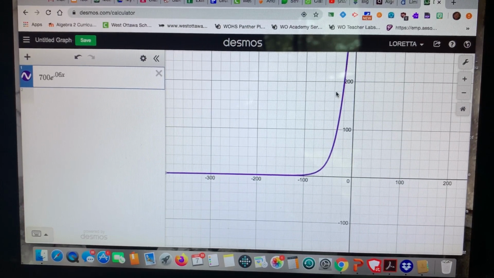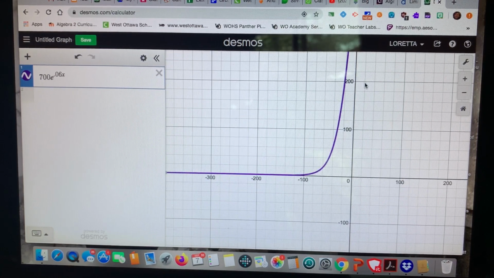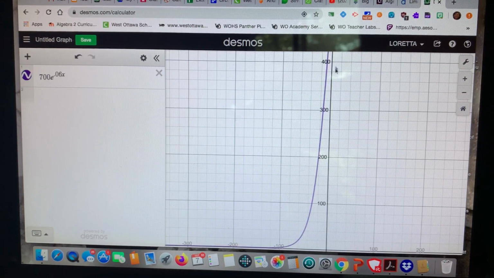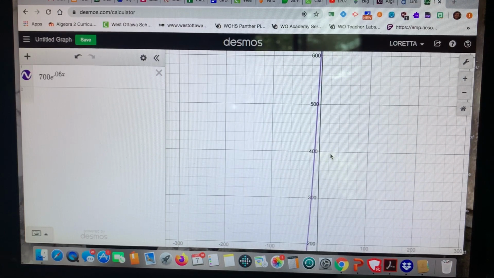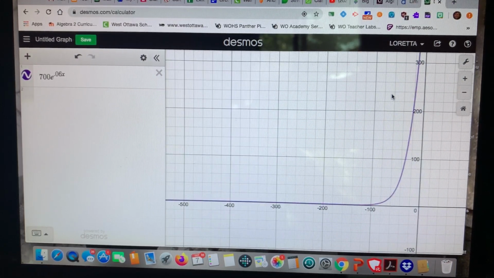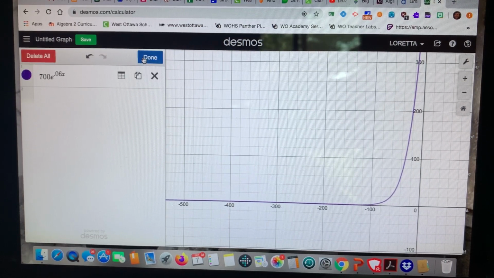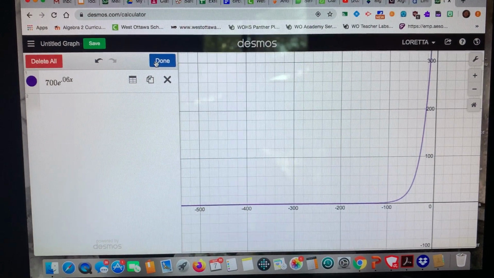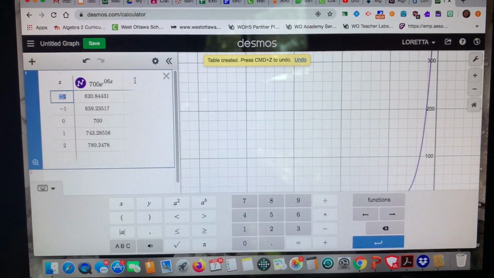Now, what I want to find out is, when is my output 2,000? So you can see these are my Y values here. So it's way up here somewhere. But a better way to find this is to use the table. So we're going to go to this gear again. We're going to click on that gear. And then we're going to click on the table.